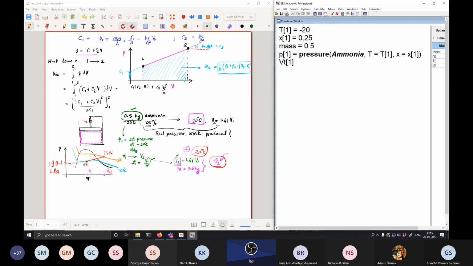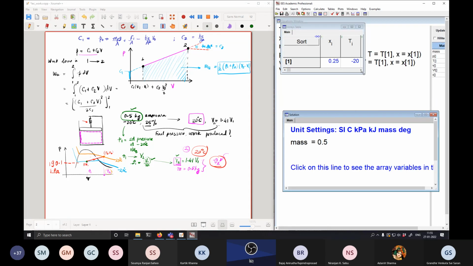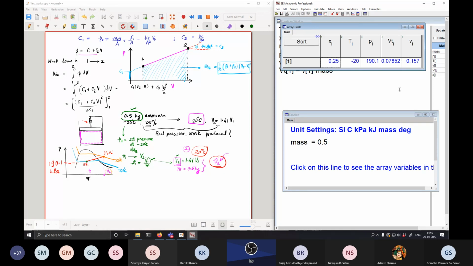All right. So I will write VT1, that is the total volume initially, is equal to the specific volume at 1 multiplied by the mass. But I do not have the specific volume, so what can I do? I can say simply specific volume at state 1 is equal to volume of ammonia at T equal to T1, X equal to X1. Now I should have the total volume initially. Let me press calculate. So let me look at the array. At point 1, VT1 is 0.07852.